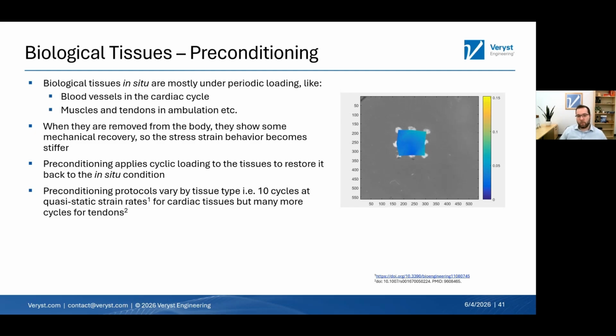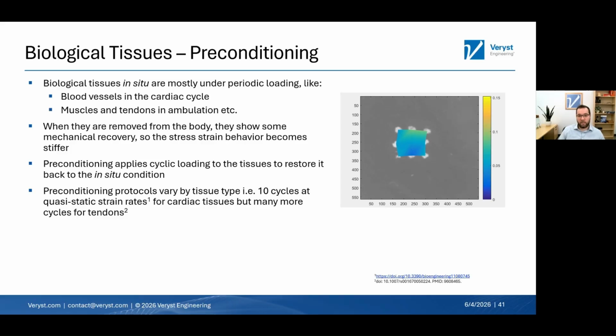Biological tissues in situ are mostly under periodic loading. So if you think of blood vessels in the cardiac cycle or muscle and tendons during ambulation, they're constantly being loaded and unloaded. When they're removed from the body, they show some degree of mechanical recovery, and so the stress strain behavior becomes stiffer than what you would see in situ.